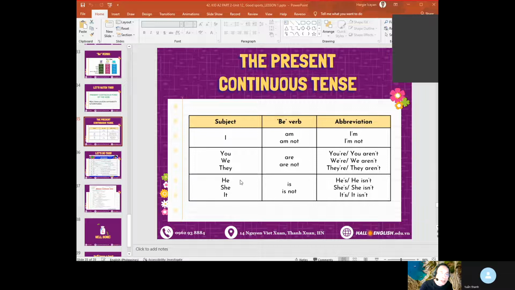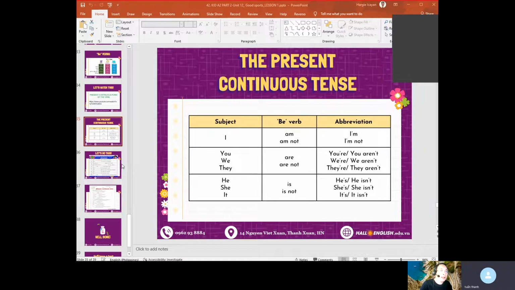And then if we are talking of he, she, it, we have to use the affirmative, which is is. And if it is negative, is not. So what would be the contracted form? He is is short for he's. And he is not is short for he isn't. And then so on and so forth. Do you have questions with this, V? Did you understand all of this now?